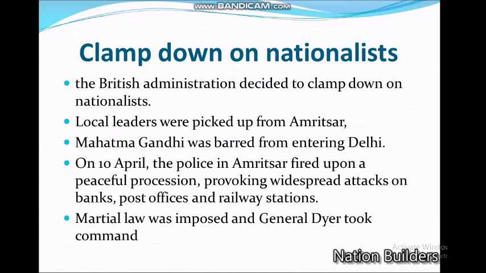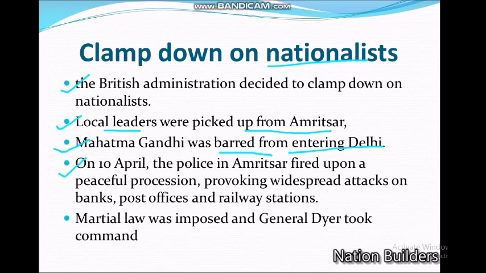So how they clamped down this action, we will see here. The British administration decided to clamp down on Indian nationalists. What did they do? Local leaders were picked up from Amritsar. Next action: Mahatma Gandhi was barred from entering Delhi, with a restriction for Mahatma Gandhi to enter Delhi.